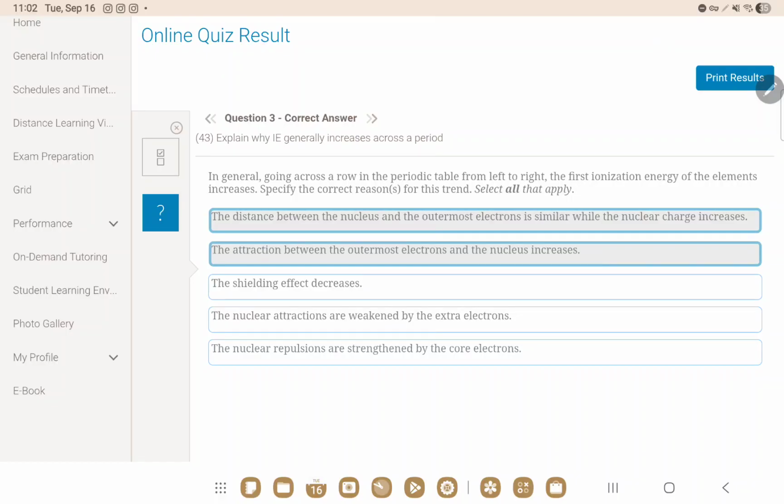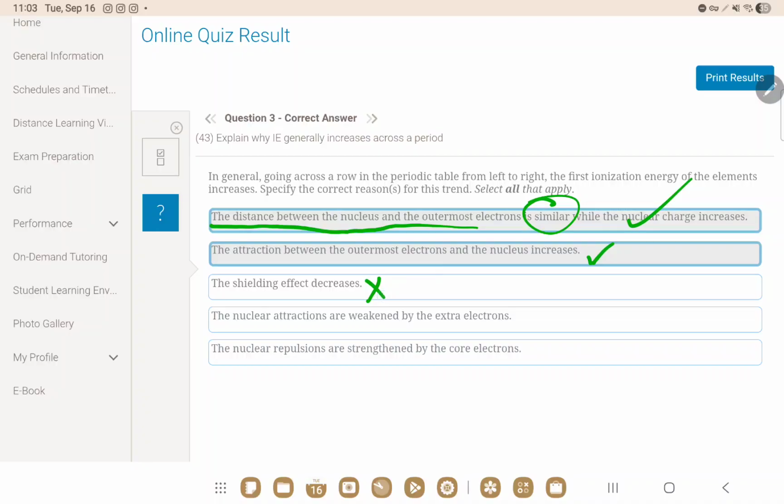Here again, it's going across a row, so the distance between the nucleus and the outermost electrons is similar because they have the same shielding effect. Now the attraction between the outermost electrons and the nucleus increases. Of course it increases, because when you go across a period and remove valence electrons, they're more attracted to the nucleus since they have a higher nuclear charge. So you need more energy to remove them.